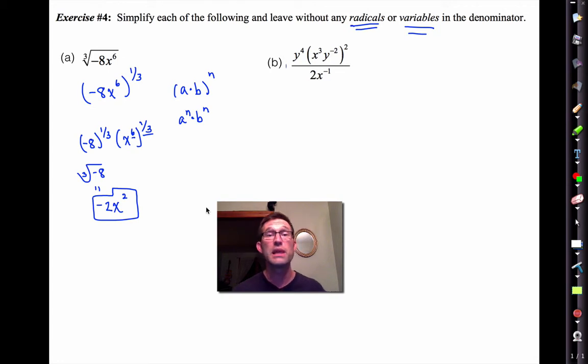All right, now letter B looks a lot more daunting, right? So you just have to take your time, step by step. There's many different ways to do this problem. I think the first thing I'd do is totally ignore the y to the 4th. Nothing's really going on with it.